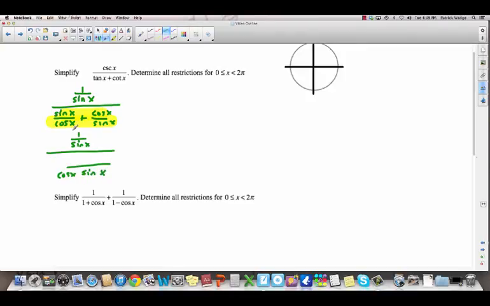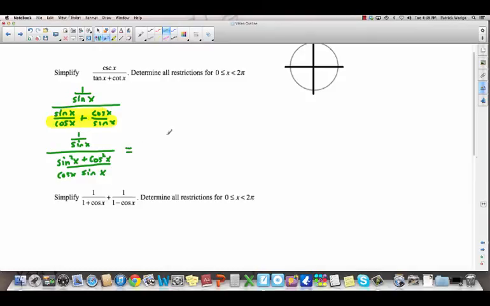Now, what do you need to multiply cos x by to get cos x sine x? You need to multiply it by sine x. So you better multiply the top by that as well. Sine x times sine x equals sine squared x. Plus, it's going to be very similar on this side. What do you have to multiply the denominator sine x by to get cos x sine x? You need to multiply it by cos x. So do the same at the top. Multiply cos x by cos x, you get cosine squared x.